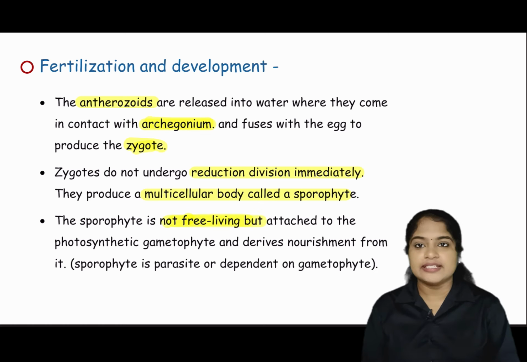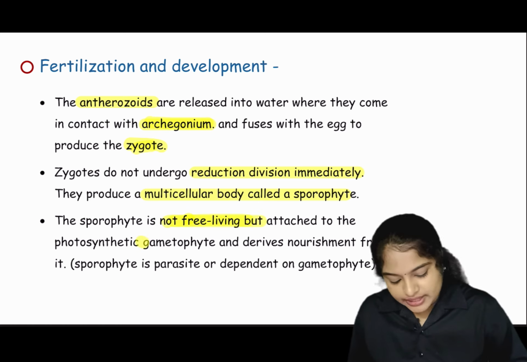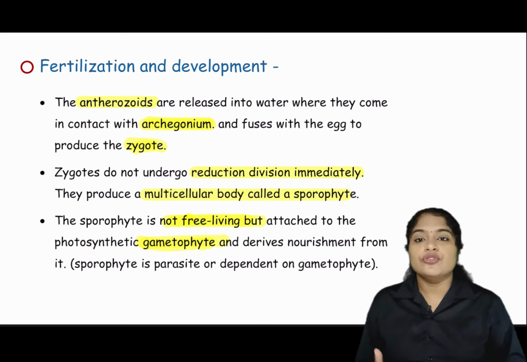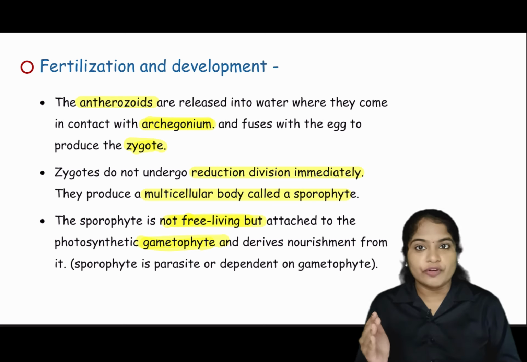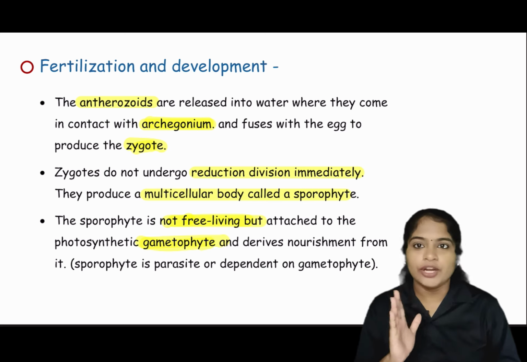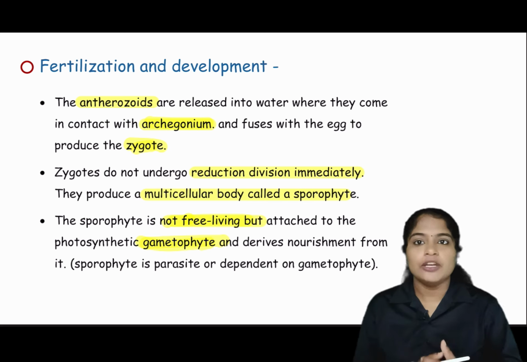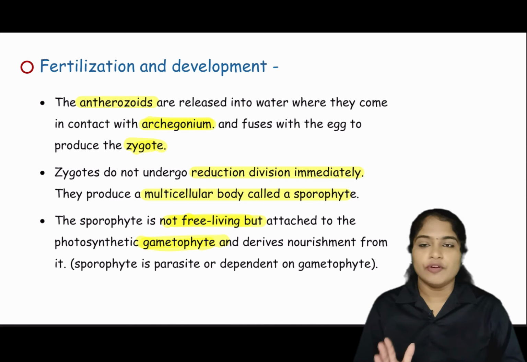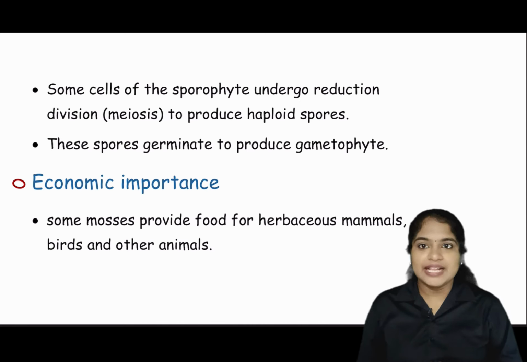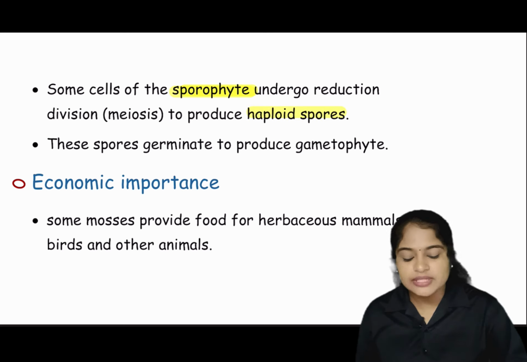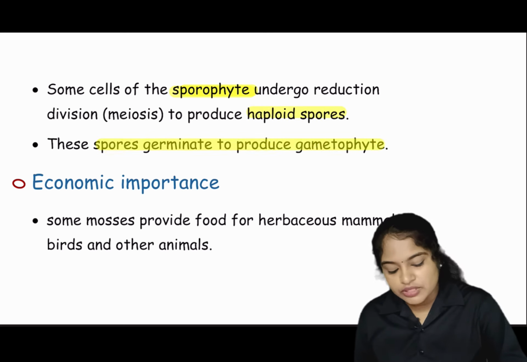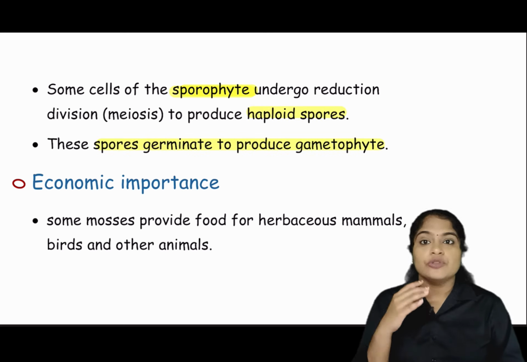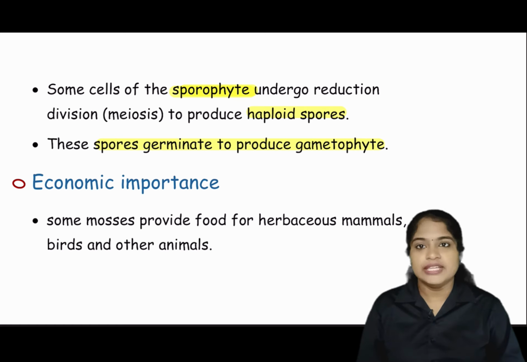These sporophytes are not free living structures. They are attached to the gametophyte and they derive nutrition from it. That is why I told you the sporophytes are dependent on their gametophytes for nutrients. Now you understand how the sporophytes are dependent on gametophytes. The sporophyte acts as a parasite on the gametophyte for nourishment. Some cells in the sporophyte undergo reduction division, that is meiosis, to produce haploid spores, and these spores germinate to produce the gametophytes.